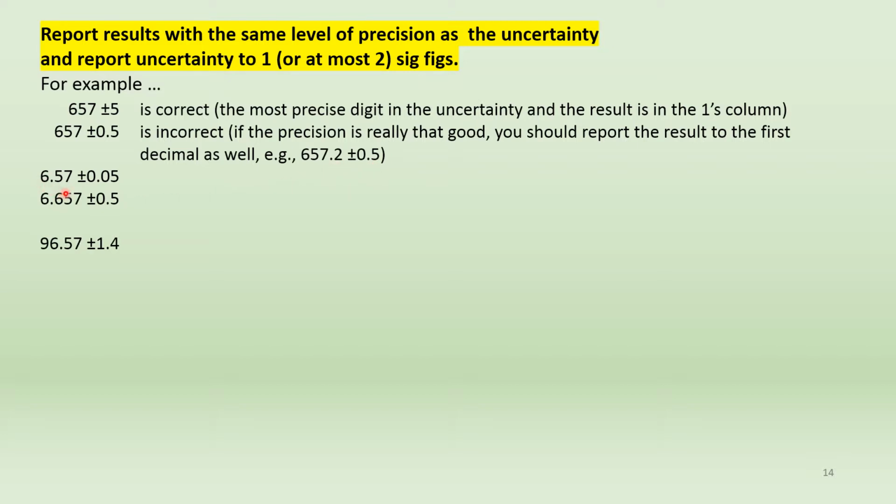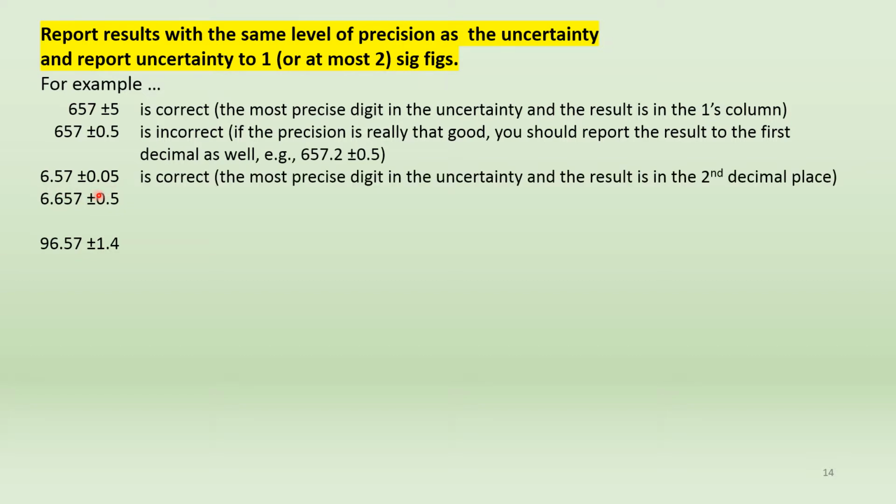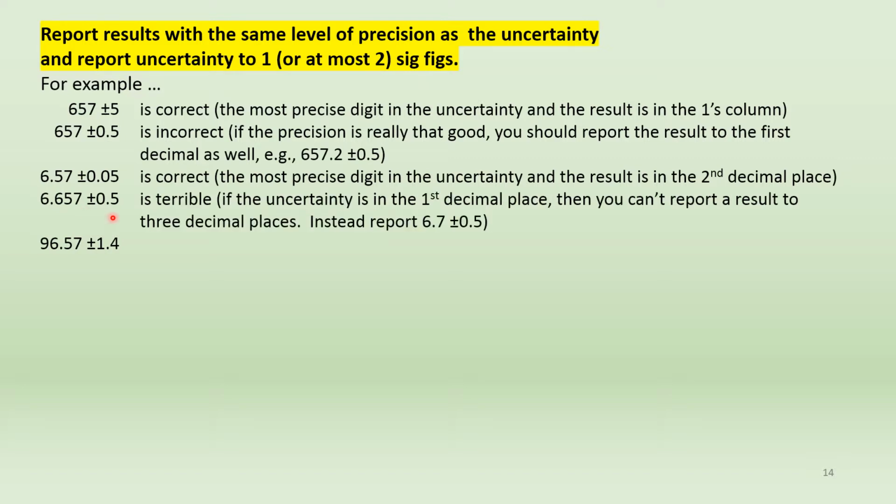What about 6.57 plus or minus 0.05? Yeah, that would be right, because the most precise digit in the uncertainty and the result are both in the second decimal place. What about 6.657 plus or minus 0.5? Well, that's terrible. If the uncertainty is in the first decimal place, then you can't report a result that has 3 decimal places. You should be reporting something like 6.7 plus or minus 0.5, first decimal place for both uncertainty and result. How about this last one?